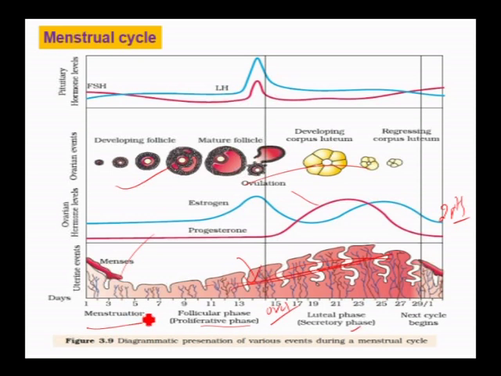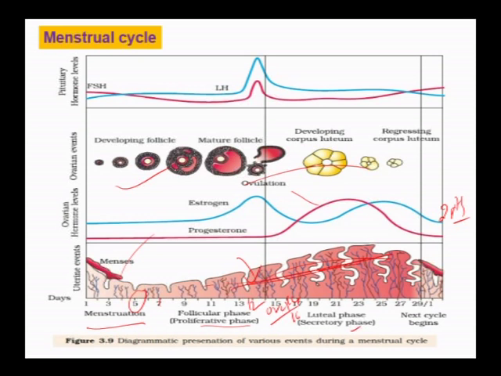The first phase of menstrual cycle is menstruation phase. It lasts for 1 to 5 days. The second phase is called follicular phase, lasts for about 6 to 12 days itself, and the third phase is ovulatory phase, occurs between 12 to 14 days. And then the last phase is called luteal phase or secretory phase, so between 16 to 28 days or so.